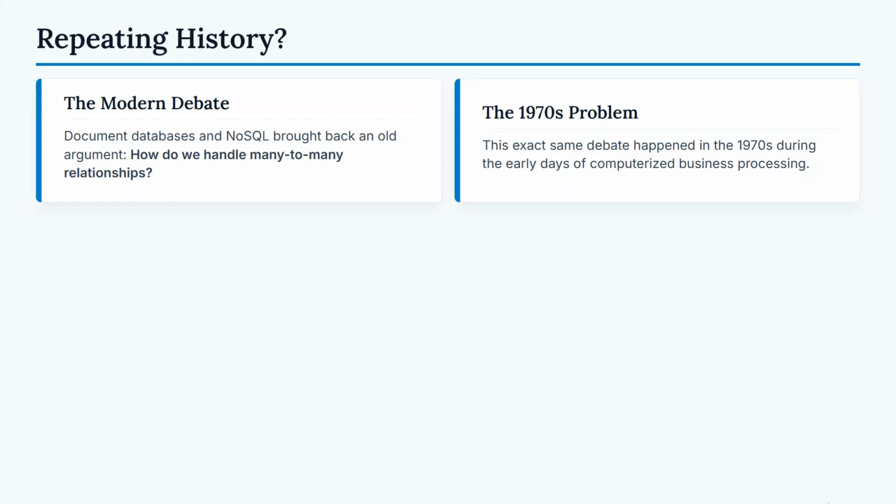In fact, if we look back to the 1970s, during the very first days of business computers, programmers were having the exact same argument. To understand how to build systems today, we must understand the three major models of the past. Let us start with the very first one, the hierarchical model.